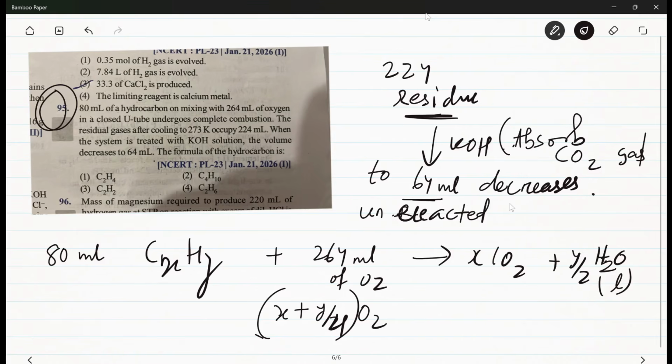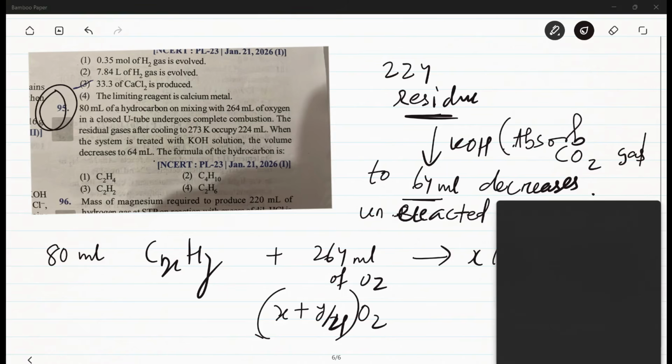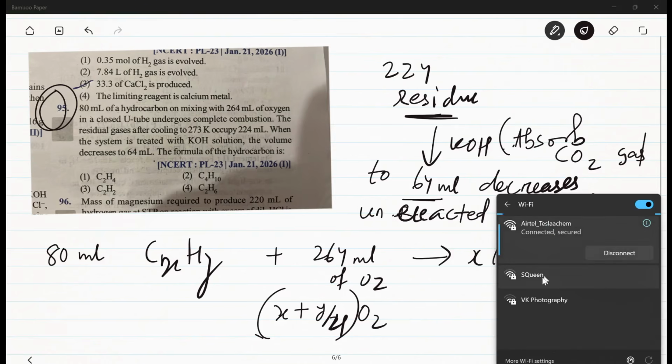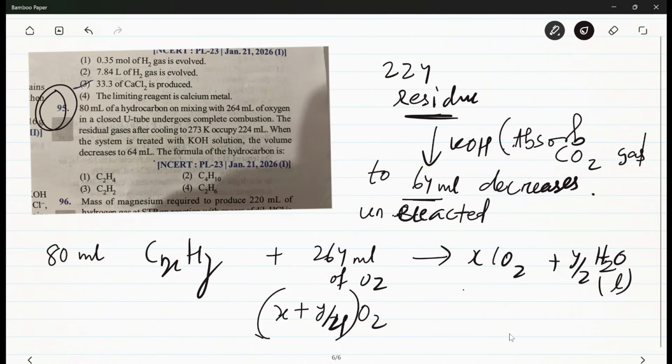Okay, now is it audible? Is it still breaking? Just let me check the Wi-Fi. Yeah, it's connected. Just now tell me.